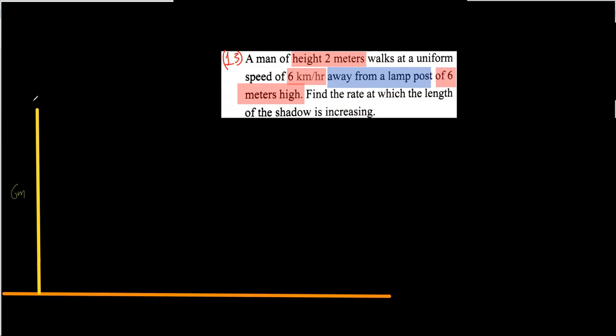Here I have a lamp, I write this as L and this is L dash. So here I have a lamp which gives us the light. The height from here to the ground is 6 meters. This whole thing is 6 meters.